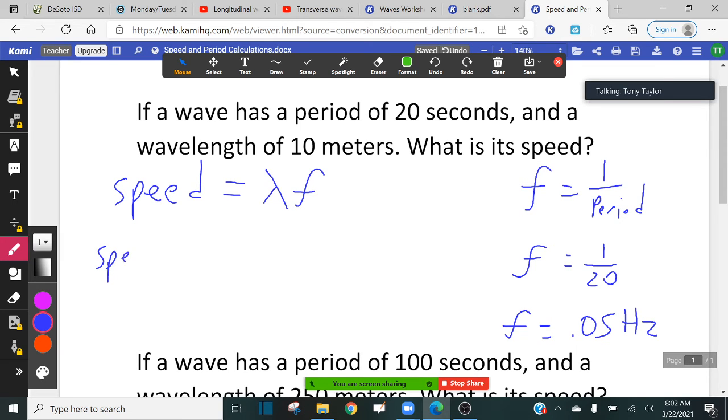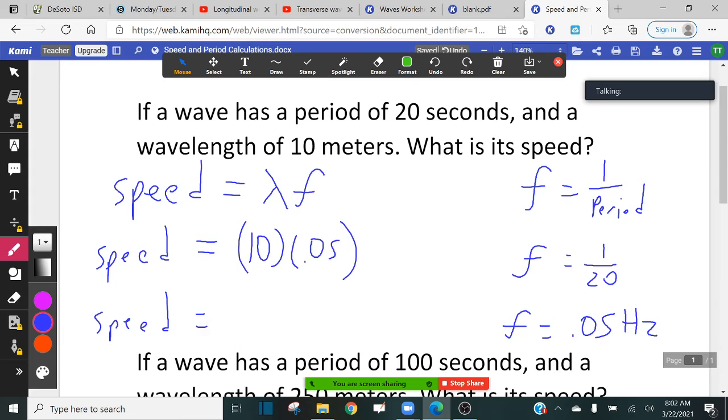In this case, the wavelength is 10 meters. We just found the frequency, which is 0.05 hertz. So if I do 10 times 0.05, that gives me a speed of 0.5 meters per second. Okay.